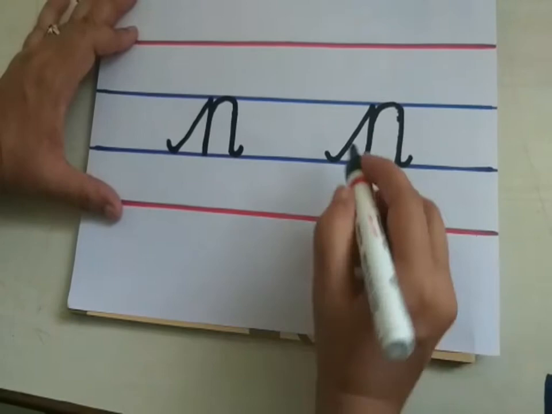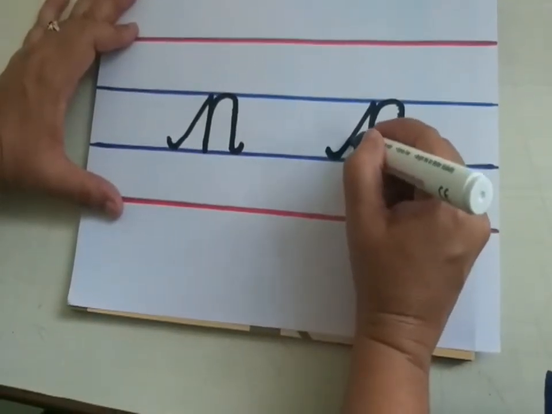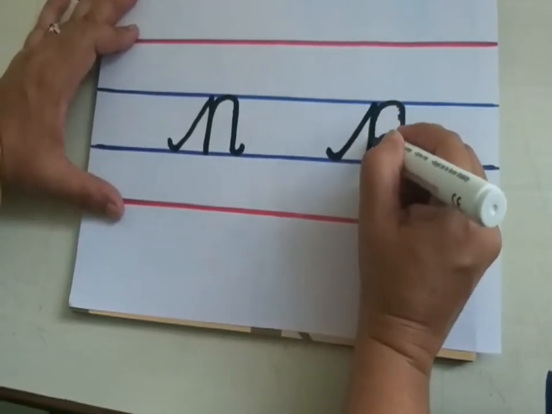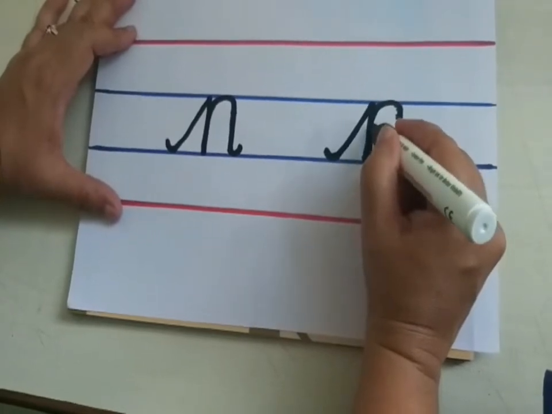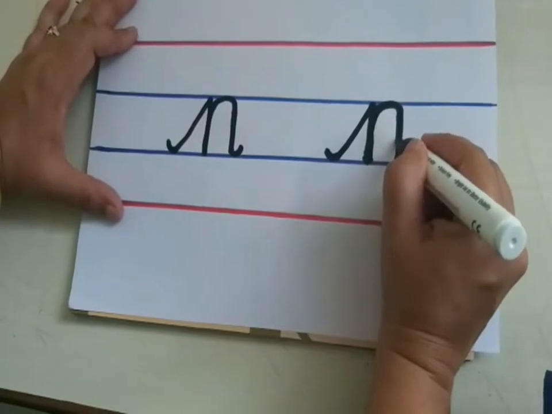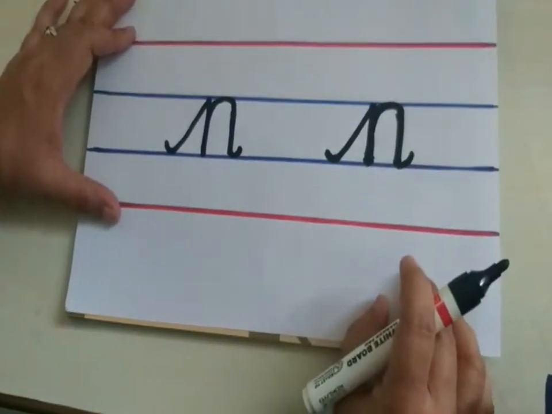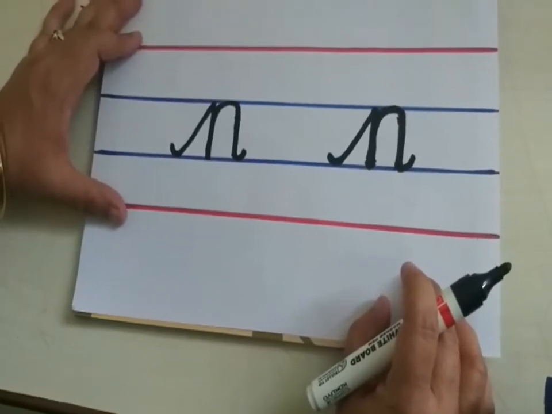Once again we will write. Make a small curve. Go up to the second blue line. Slanting line, children. Now again come down to the third blue line. Again go up to the second blue line. Make a half curve, children. Now come down to the third blue line and make a small curve. This is small cursive N.